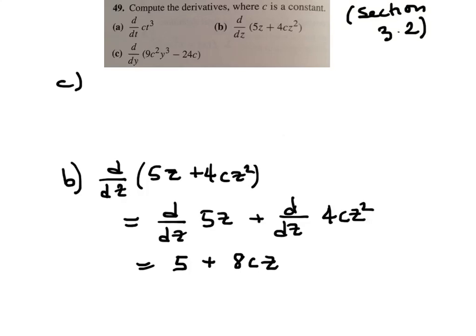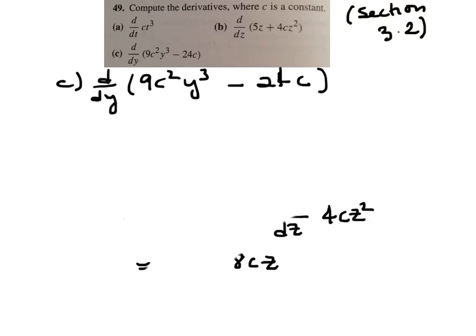C. Okay, so C says we're going to take the derivative of 9c squared y cubed minus 24c. Okay. I'll actually erase all of B too. Okay. So again, we have a sum or a difference of two things. So we can take the derivatives of each part individually. And instead of writing that out, let me just go through taking the derivative of each part.